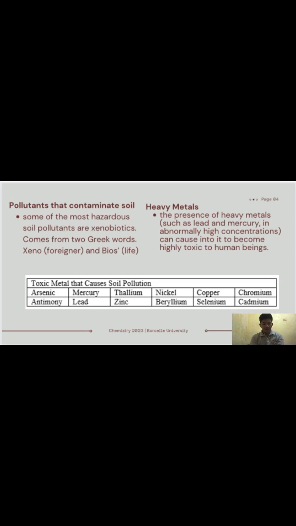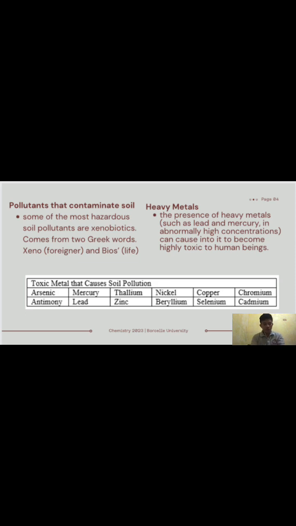So, the toxic metals that cause the pollution on soil are here: arsenic, antimony, mercury, lead, thallium, zinc, nickel, beryllium, copper, selenium, chromium, and cadmium. These metals can originate from several sources such as mining activities, agricultural activities, electronic waste, and medical waste.